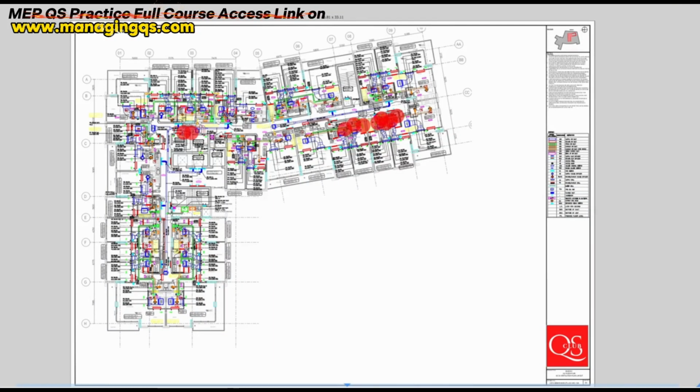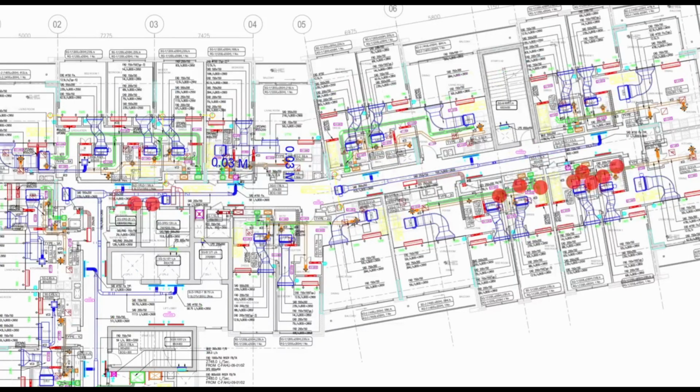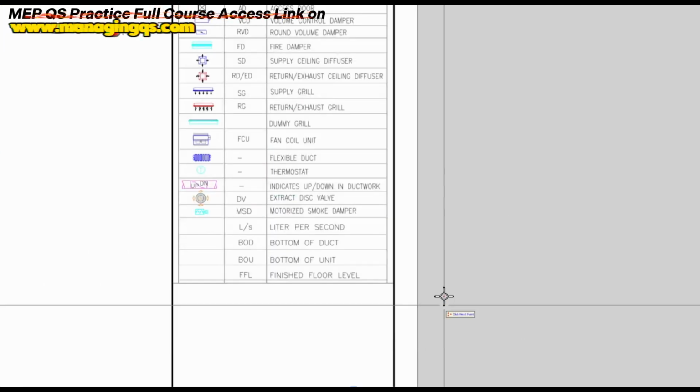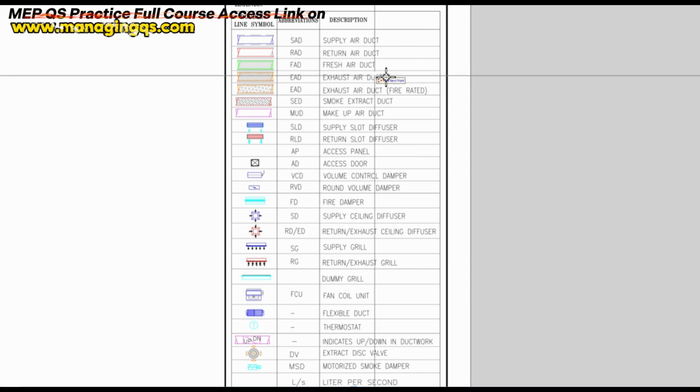In this session we are going to learn a solution for the common problem that we face during our MEP elements quantity takeoff. In this drawing we are doing HVAC systems quantity takeoff. Before starting, we have to fully understand the legends of this drawing. You can see here there are a lot of items involved in the HVAC system.